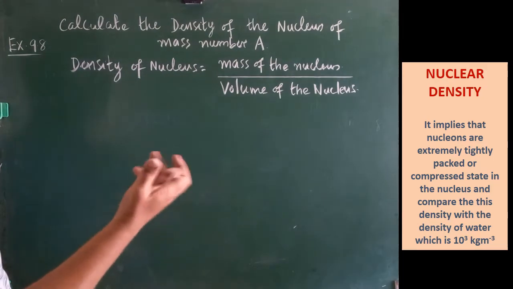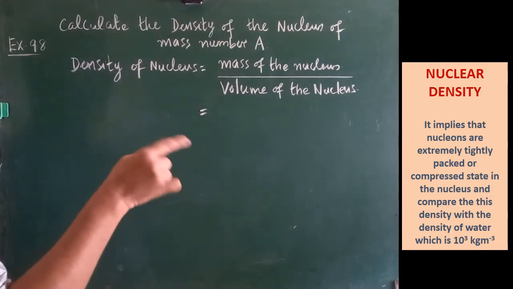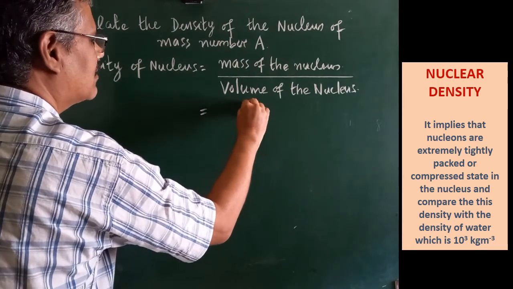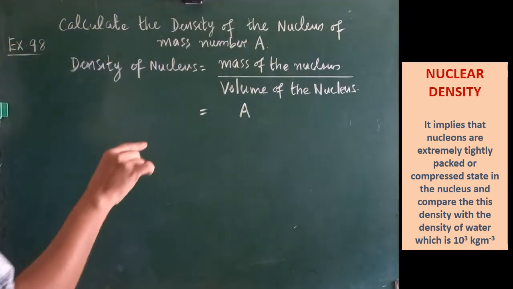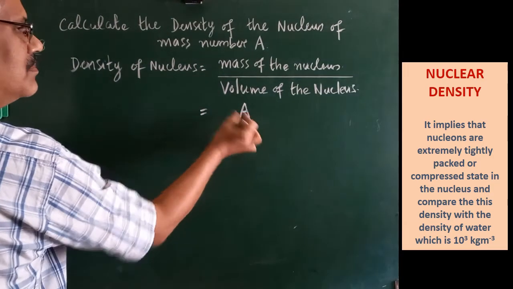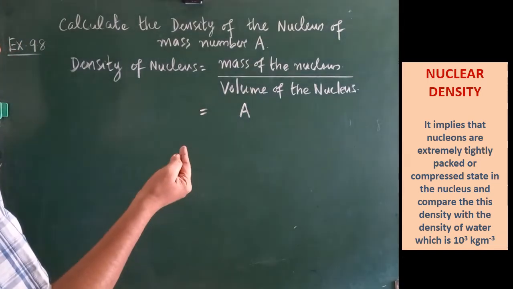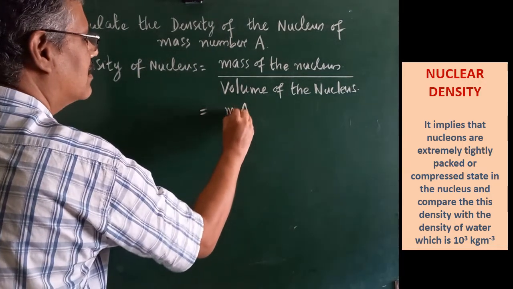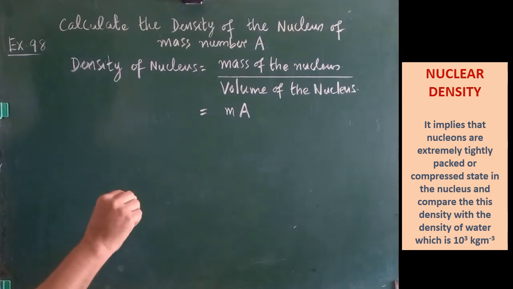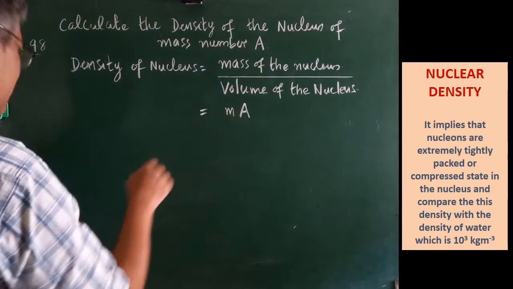Here, mass of the nucleus: how to calculate it? Within the nucleus, protons and neutrons both are there. If both are added, you will get the mass number, which can be represented by the term A. That A gives you the total number of nucleons. Each nucleon has its own mass, represented by m. Either the proton mass or neutron mass can be taken; the average mass of the proton or neutron is represented by m.